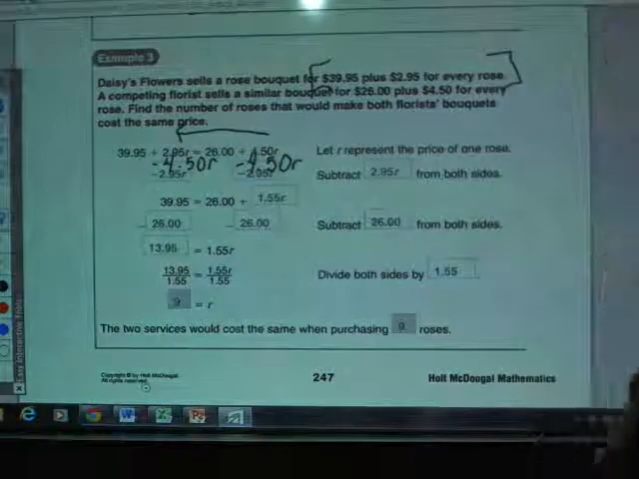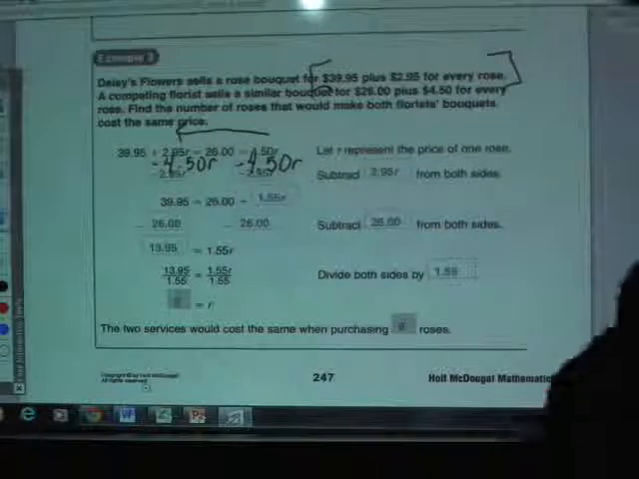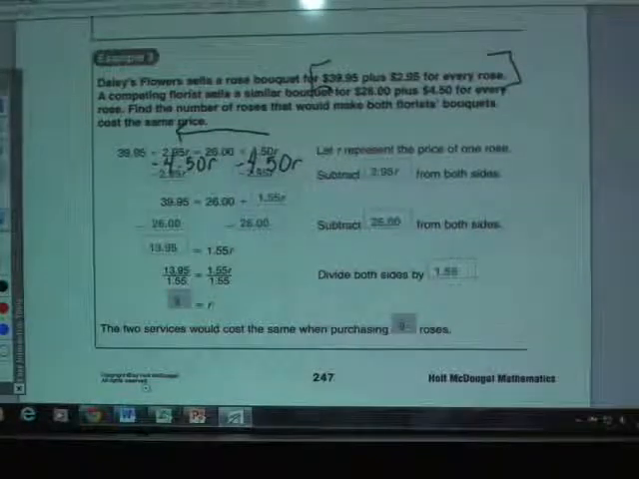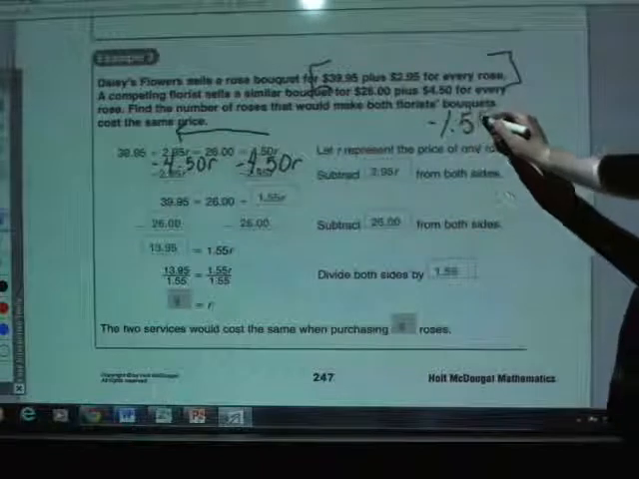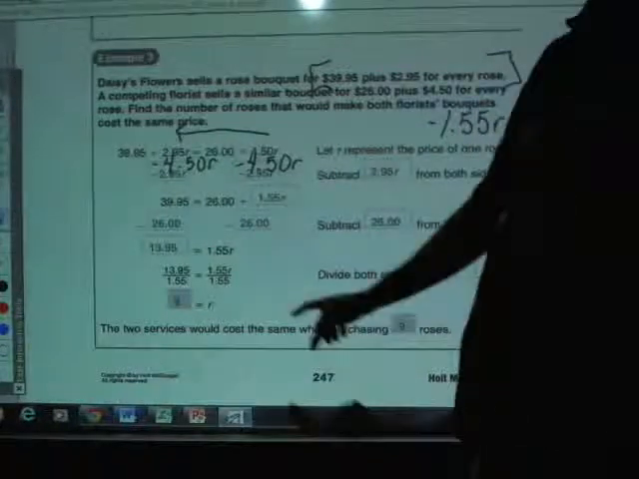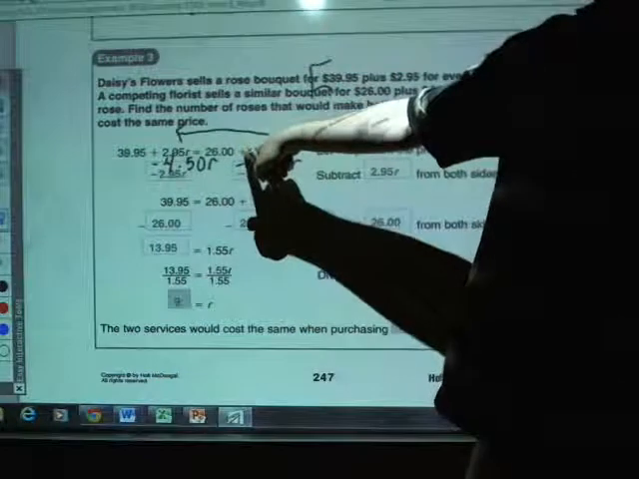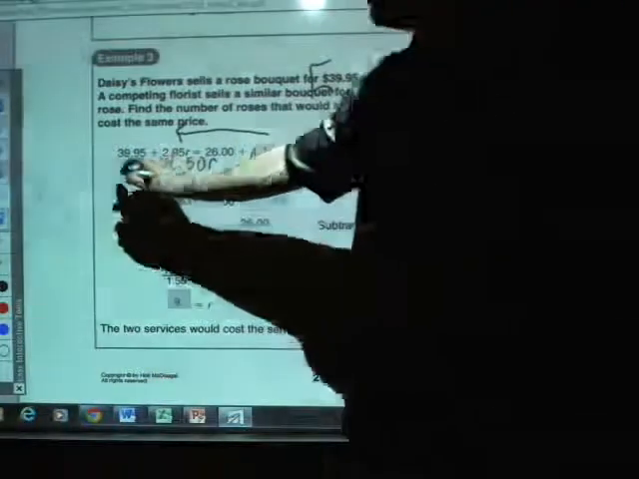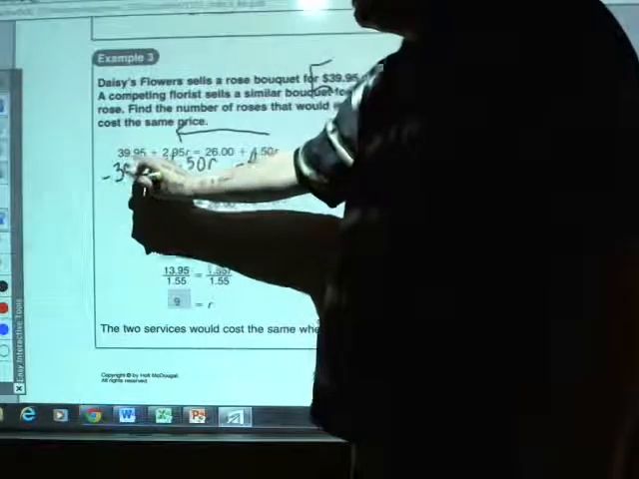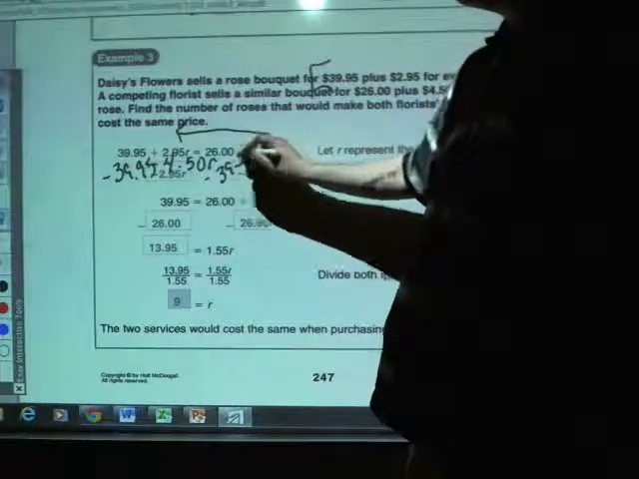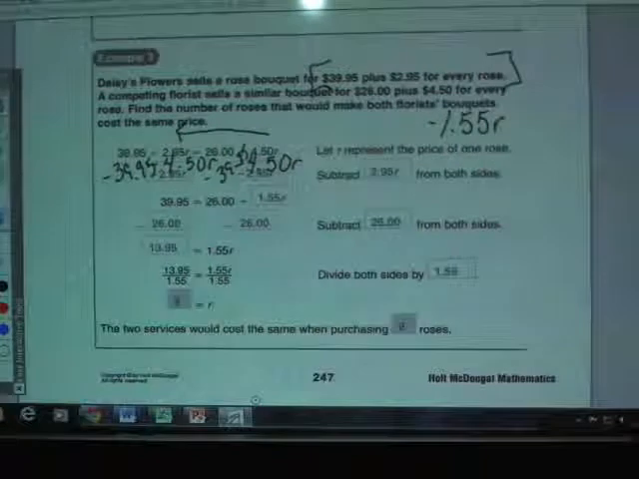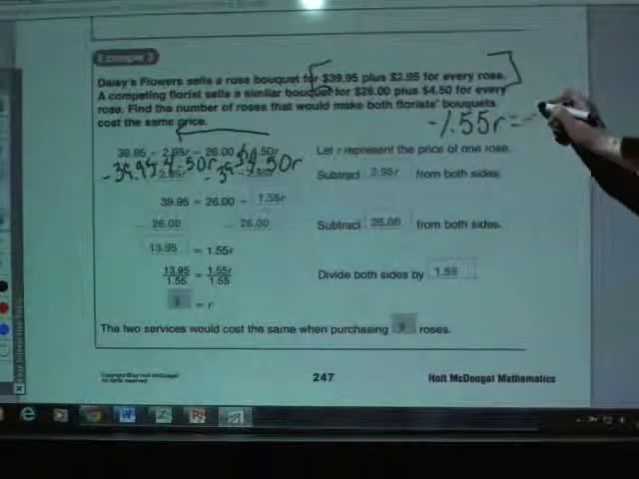And when I do that, the 2.95R minus the 4.50R is going to change into negative 1.55R. And then as far as the numbers, they're going to go to the right. So I'm going to send $39.95 over to where 26 is right now. And again, I'm doing the opposite to move it to the opposite side of the equal sign. So I'm subtracting. So I've got minus $39.95 there. That's going to end up giving me negative $13.95.